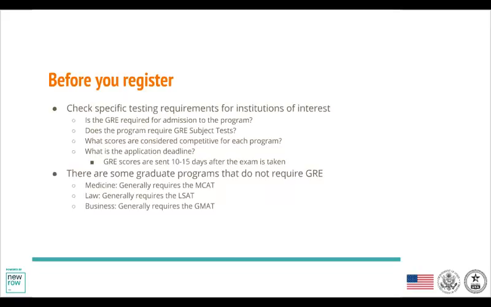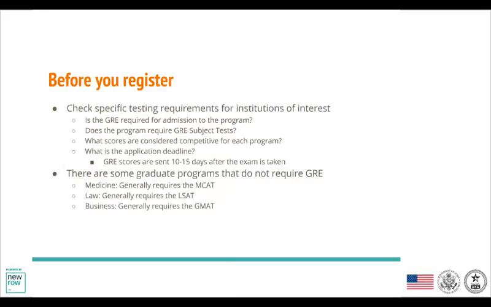So some things to do before you register for the exam. You want to look first at the actual programs of study that you wish to apply to. Not every master's and PhD program in the United States requires the GRE for admission. A number do. For instance, my master's program, which was in education, we had the option of submitting GRE scores, but they were not required unless the GPA for the bachelor's degree was under a certain level. I think it was a 3.25 out of 4.0 GPA.